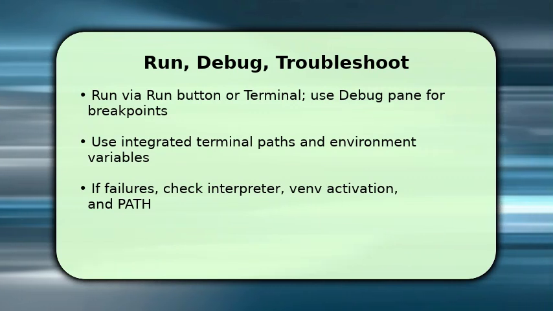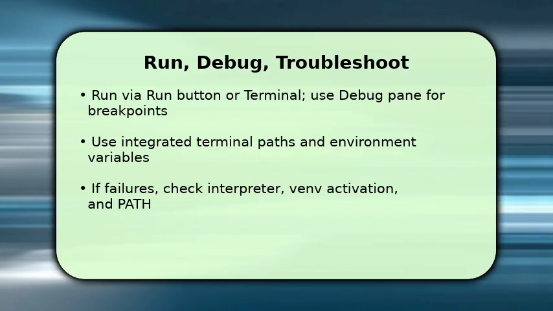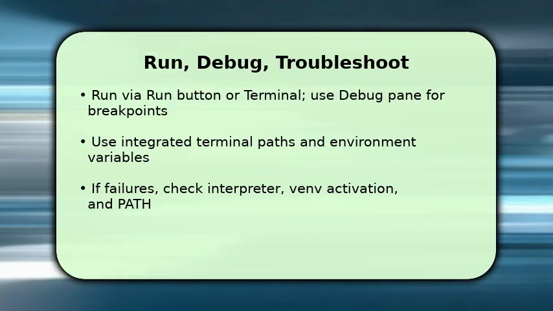Use the green Run button or the integrated terminal, then open the debug pane to step through code and inspect variables. When using environment variables or relative paths, confirm the terminal uses the project root and the venv is activated.